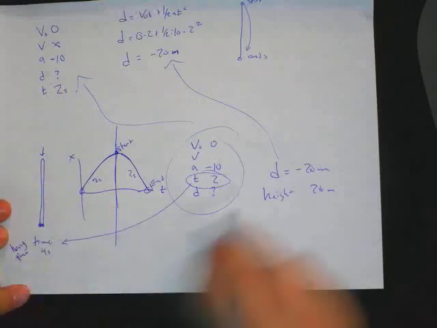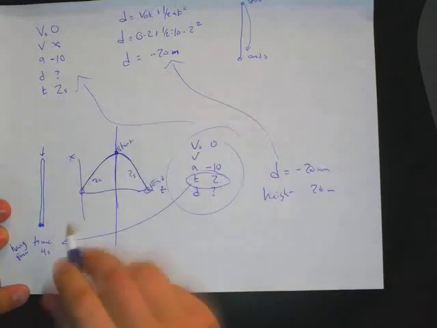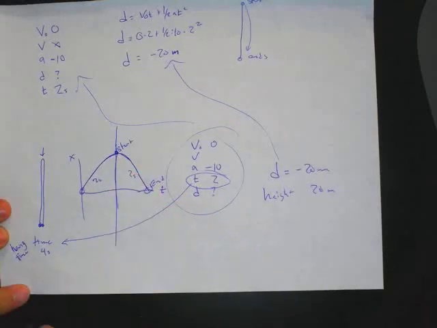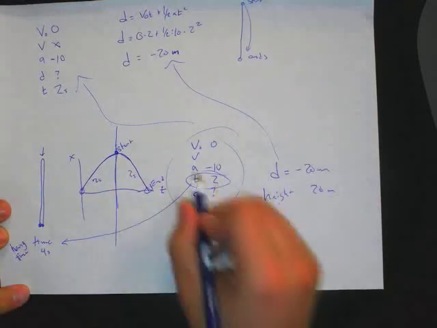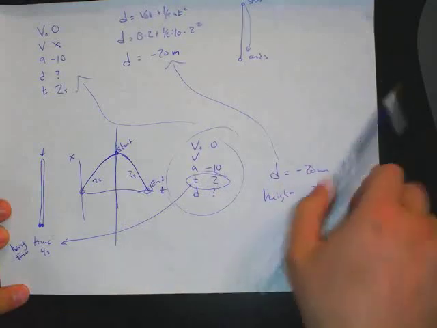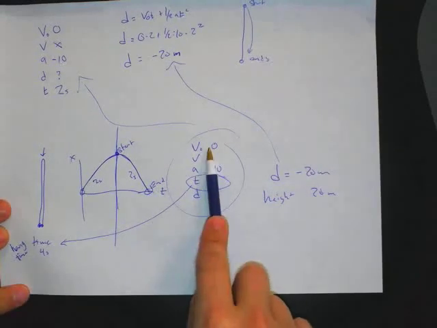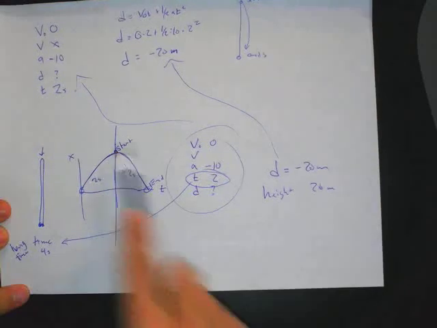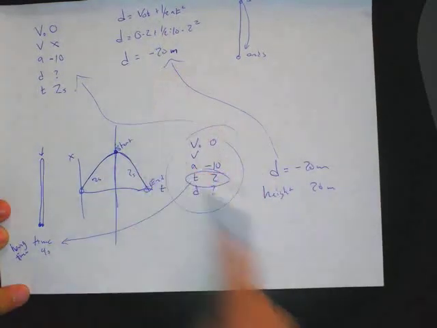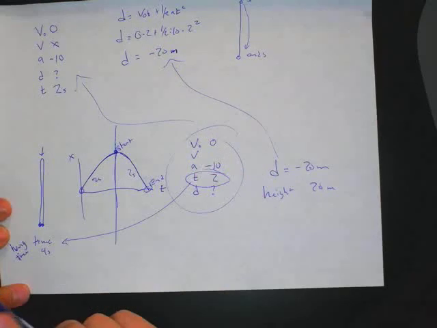Since we're only dealing with half the problem, the time that we worry about is half of the hang time. But once you do that, then A is -10, because A is always going to be -10 for something falling through the air. And V naught is 0 for anything that starts at the top of its path. And then displacement, just follow those steps, come to the equation, and you're good. Okay? So there you go.